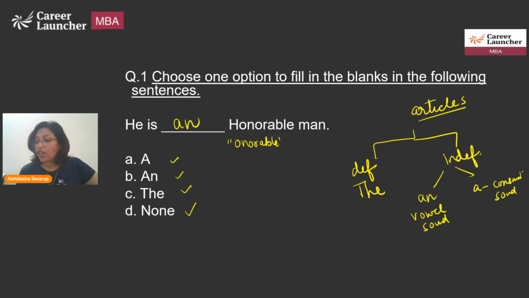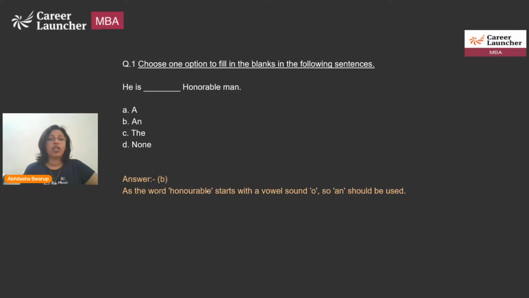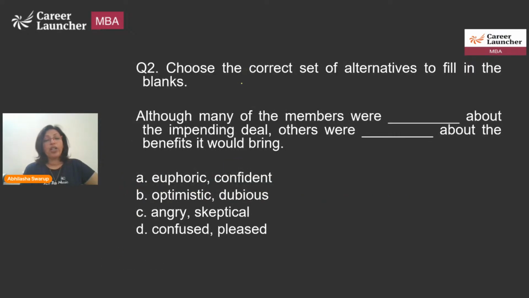And I think I've got both my answers as correct answers. Very good. So he is an honorable man. B is the correct answer. All right, let's look at the next question, guys. Okay, so yeah, B is the correct answer. All right, now look at this question.